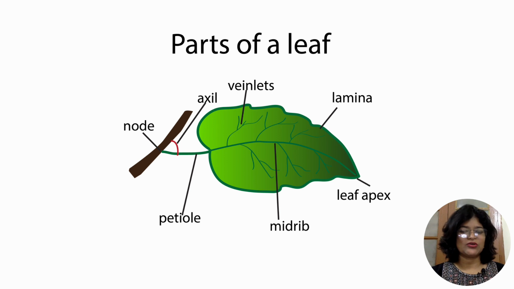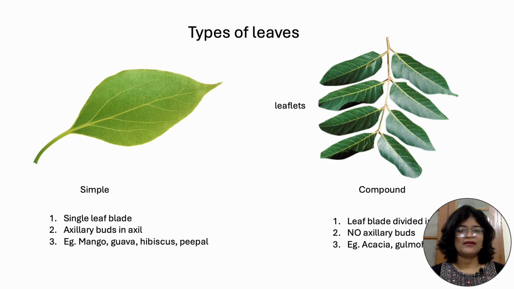Supposing a leaf does not have a petiole, it is called a sessile leaf or an epetiolate leaf. Types of leaves. You have simple leaves and compound leaves. Simple leaves have a single leaf blade. Axillary buds will be found in the axil. Example, mango, guava, hibiscus, peepal.